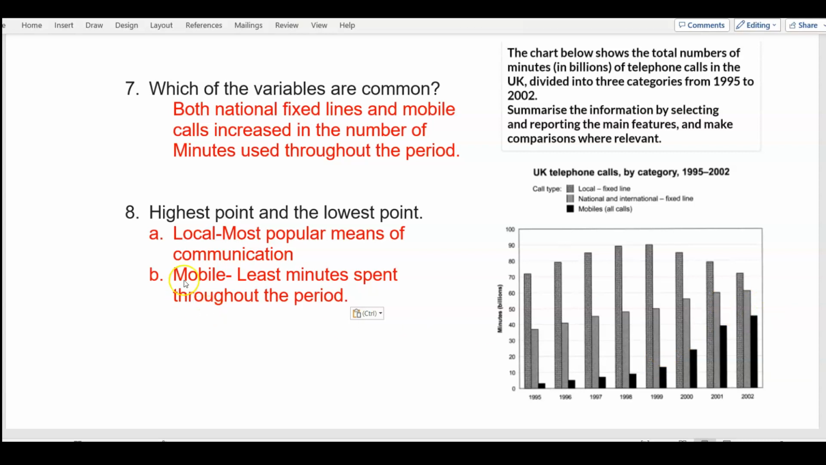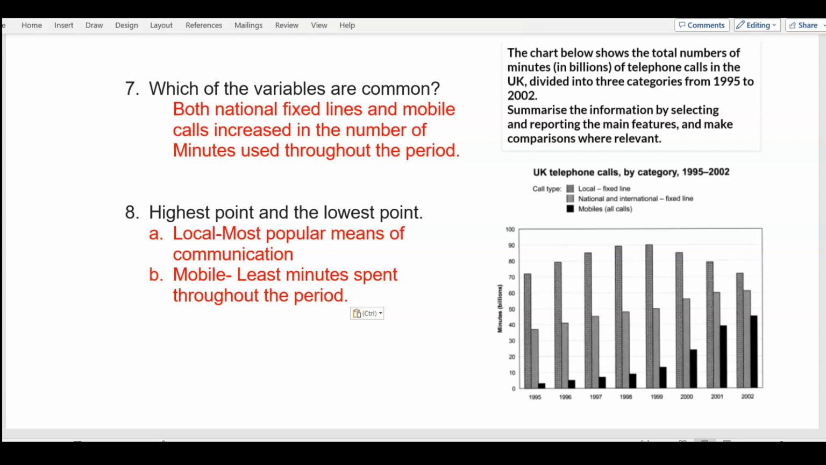All right, so let's see our answer here. The local first line was the most popular means of communication, and the mobile was the least. So people spent less time when they were doing a mobile call. So you have to take note of that. You can see that from these simple questions, we have got a lot of information that we can use to write this one. All right, so let's go on.